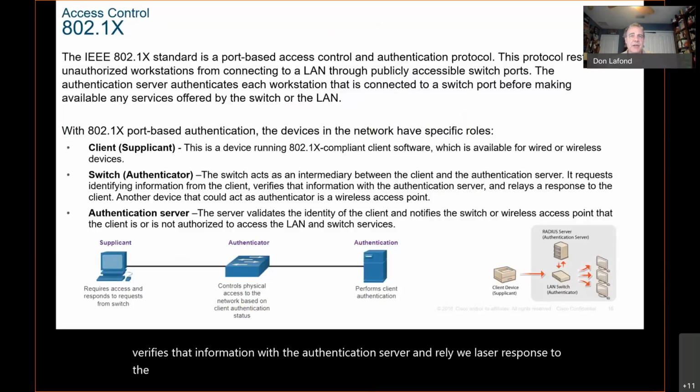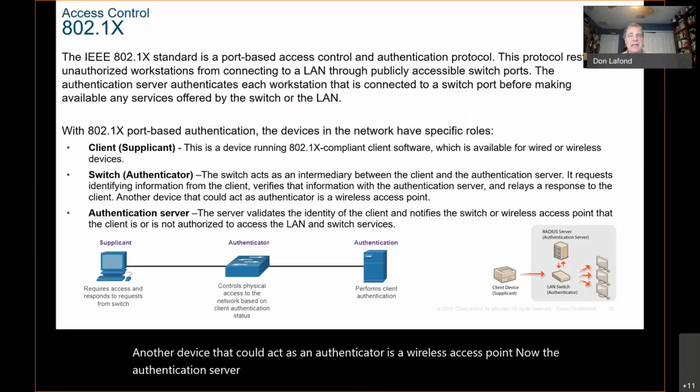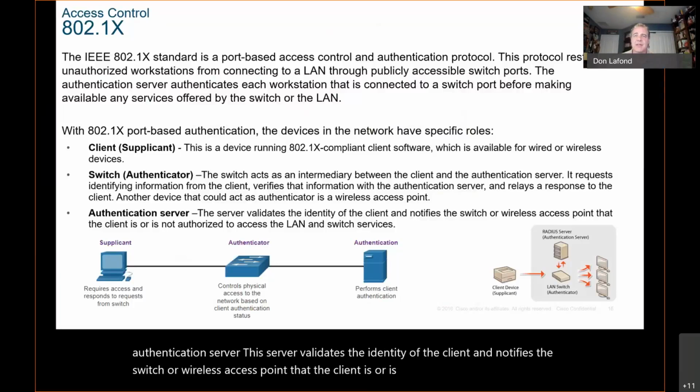Another device that could act as an authenticator is a wireless access point. Now, the authentication server validates the identity of the client and notifies the switch or wireless access point that the client is or is not authorized to access the LAN.